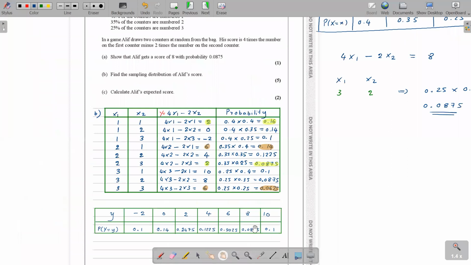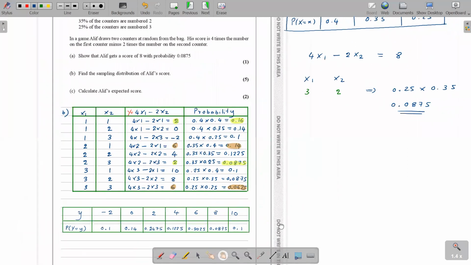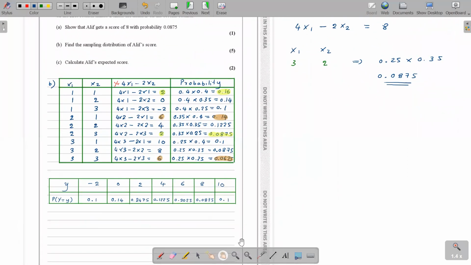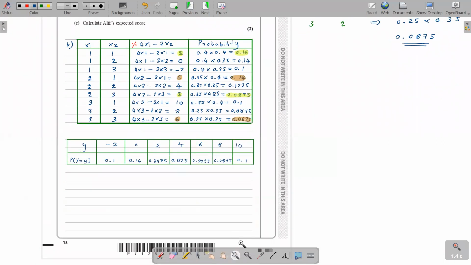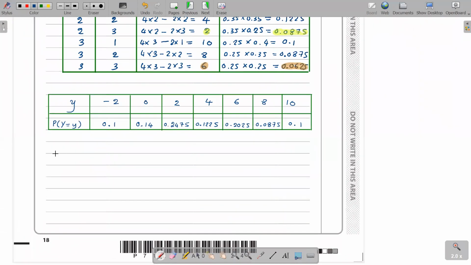Okay, so is this clear? Yeah, so this is the sampling distribution of Alif's score, 5 marks. Part C, calculate Alif's expected score. How do you get his expected score? This is quite easy. How do you get the expected EY here? In this case, the score is Y.